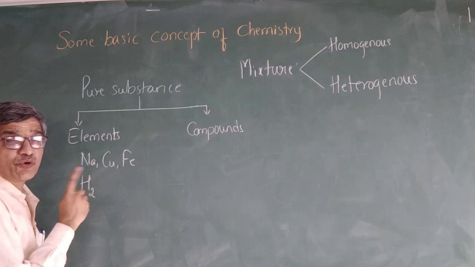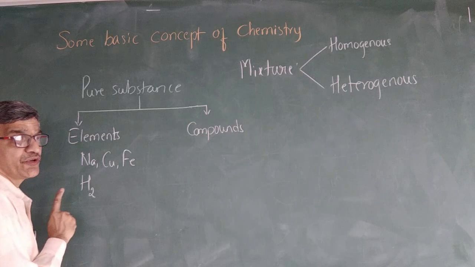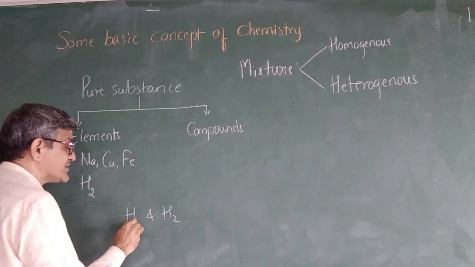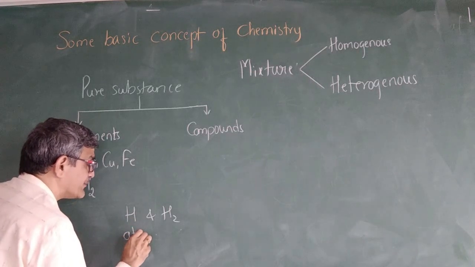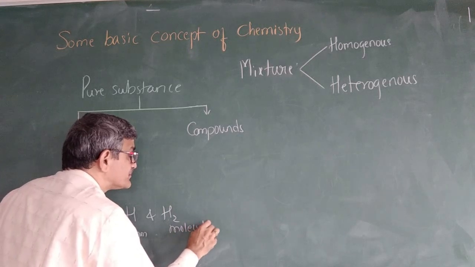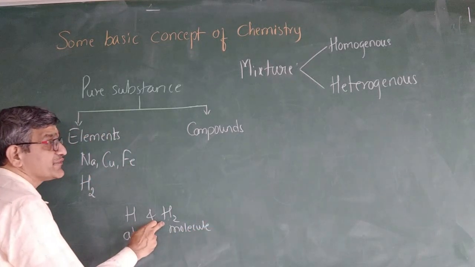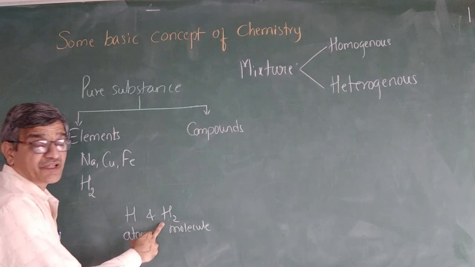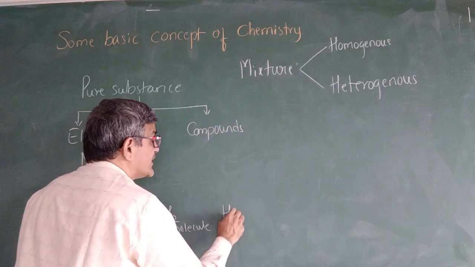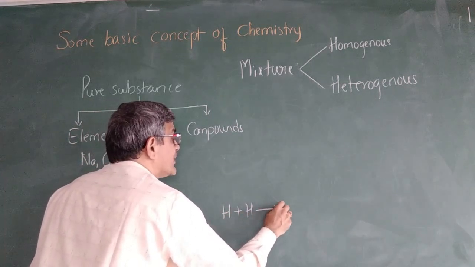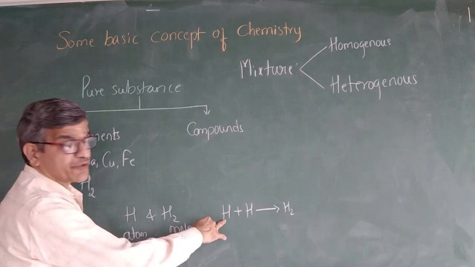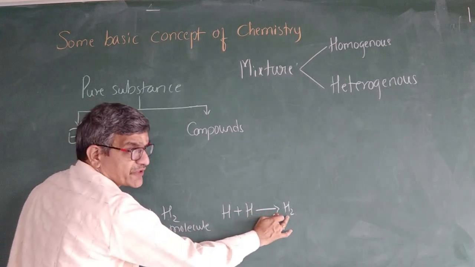Two hydrogen atoms combine to become a molecule. See the difference between H and H2. What is H? This is nothing but an atom, whereas H2 is a molecule. Two hydrogen atoms combine to form H2. So the hydrogen molecule is obtained from two hydrogen atoms combined into a hydrogen molecule. Hydrogen doesn't exist in atomic form, we get it only in the molecular form.